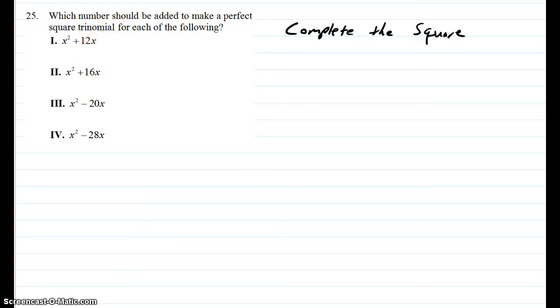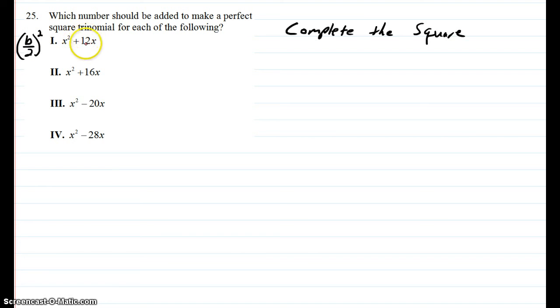So what we do is we take this middle term and divide by 2. So 12 divided by 2 is 6. And then we take our answer and we square it. So we take the middle term, divide by 2, and square. That's what we're going to add to both sides. So b, the middle term divided by 2, squared.